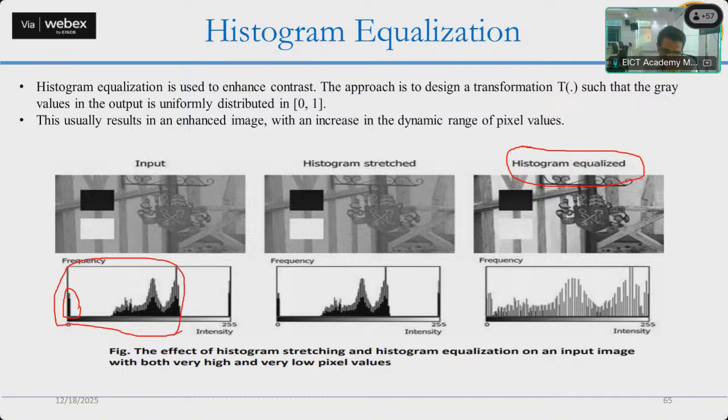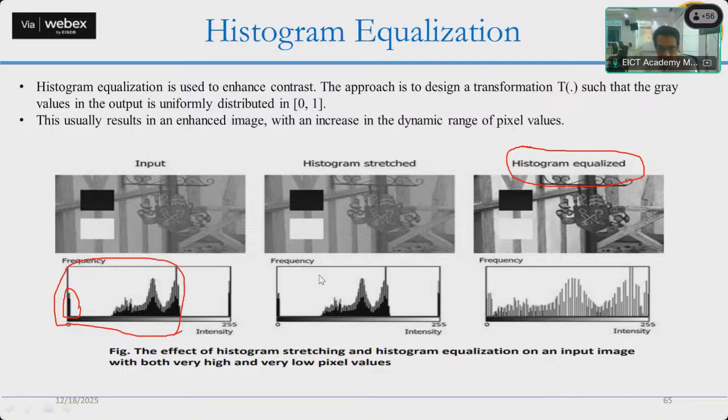So remember, the actual maximum and minimum values, 0 and 255 or 0 and 7, were not covered in either of those images. But in this example, if you see, 0 has some count, some frequency, and 255 also has some count. So remember, then you know what will happen.